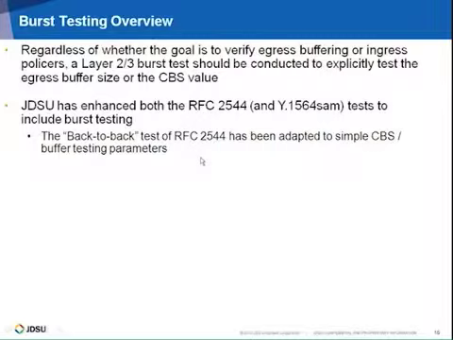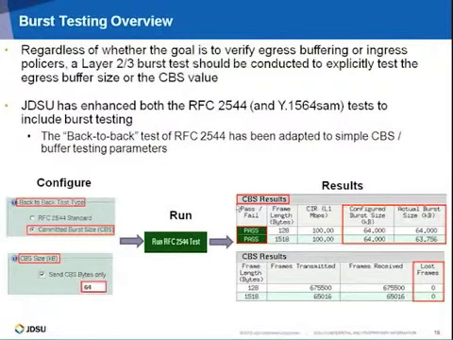Those of you that want to run RFC 2544 as part of the normal installation process might be familiar with the back-to-back test, and that test sends a burst of frames back-to-back into the network. The JDSU solution provides the option to conduct a normal back-to-back test, that would be the checkbox shown unchecked here, or a CBS test. And it's a very simple addition to the standard RFC test.